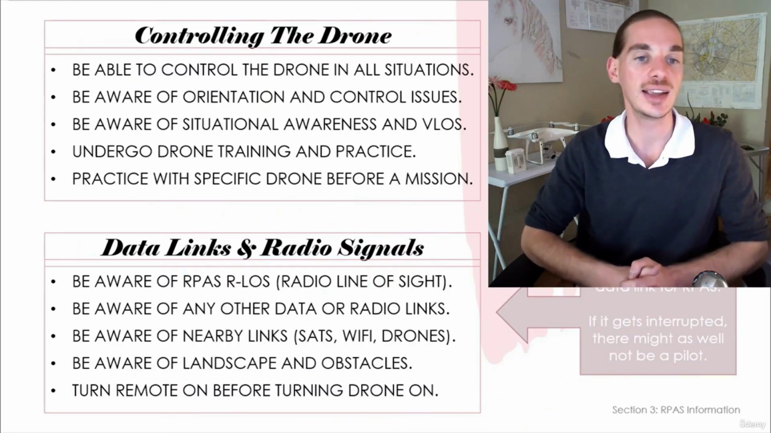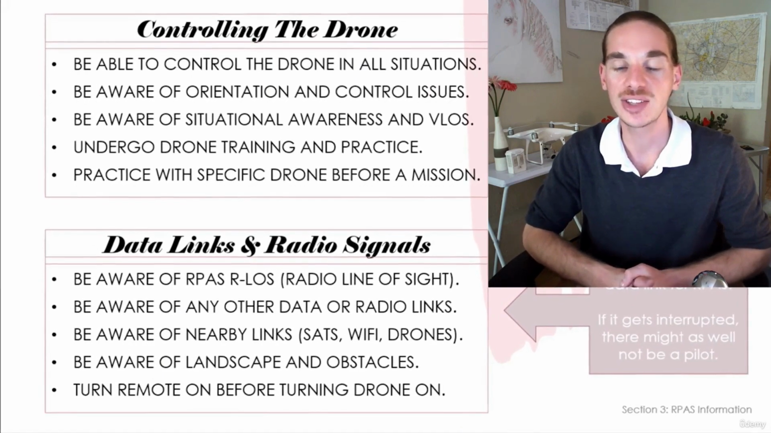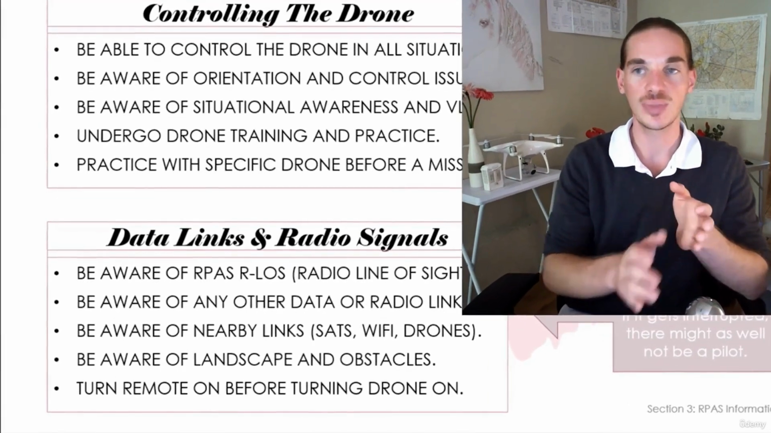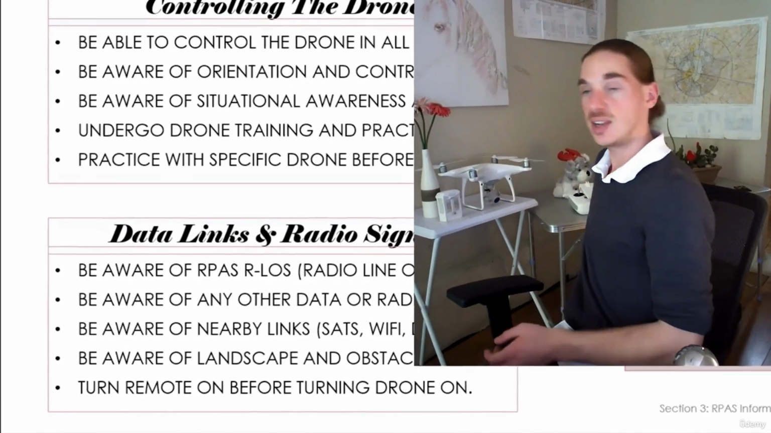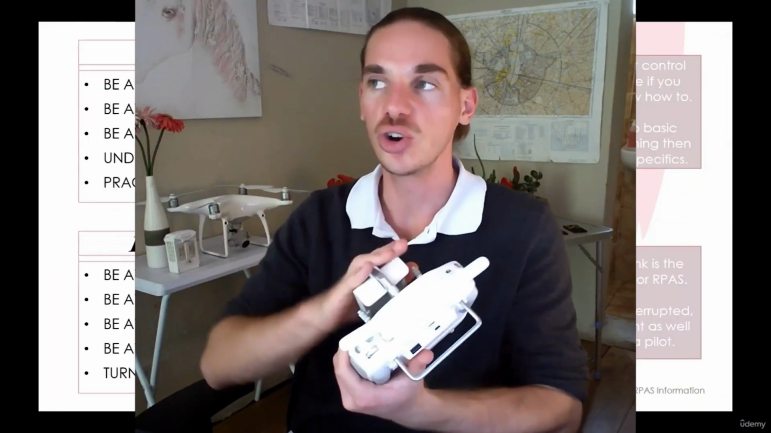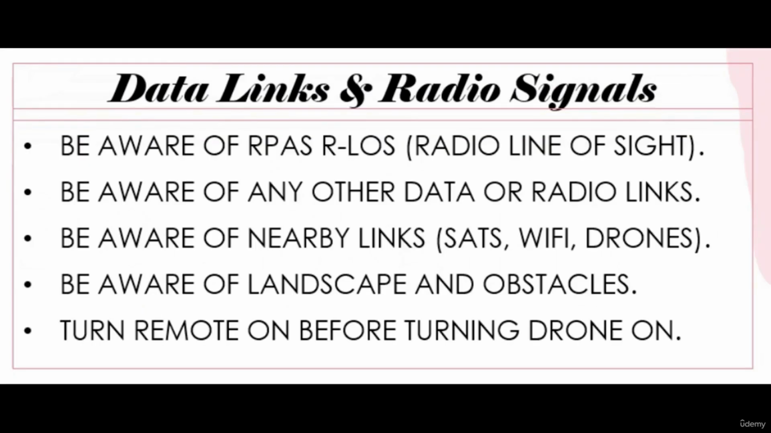Next little category here is your data links and radio signals. You need to be aware of RPAS RLOS, which is radio line of sight. Radio line of sight is like visual line of sight for your remote control. How far can your remote control see the drone? How far can the radio waves and the radio frequency reach to communicate with the drone? That is radio line of sight. You must also be aware of any other data or radio links. What is a data link?